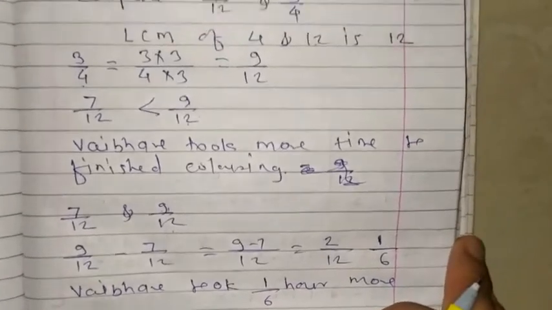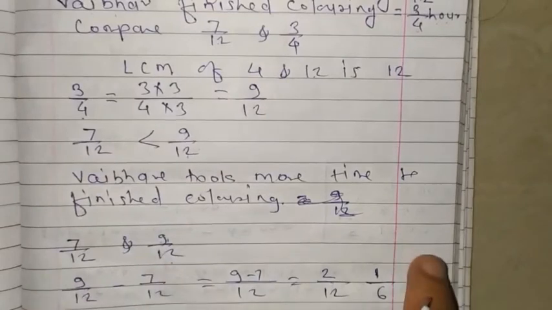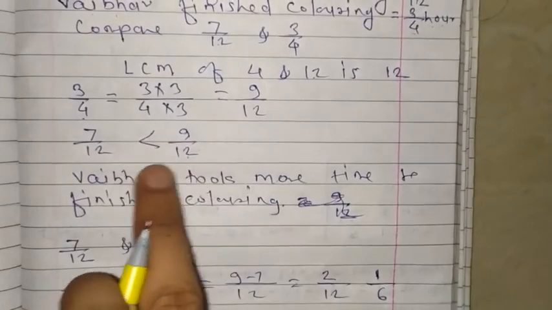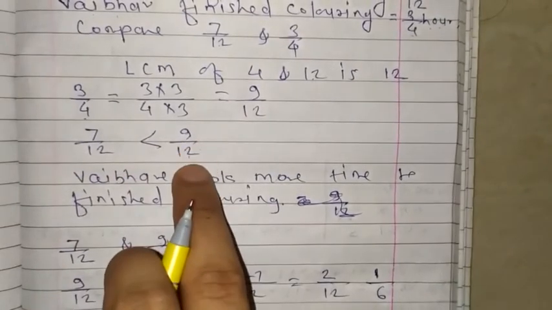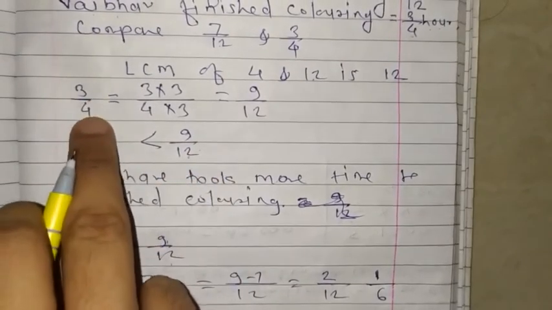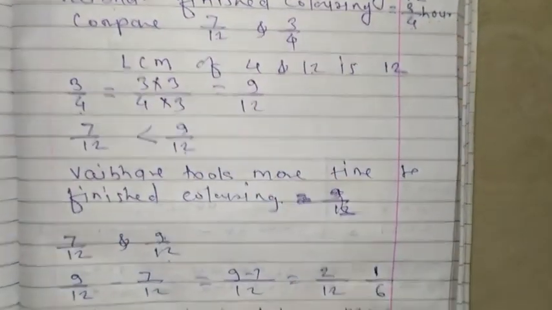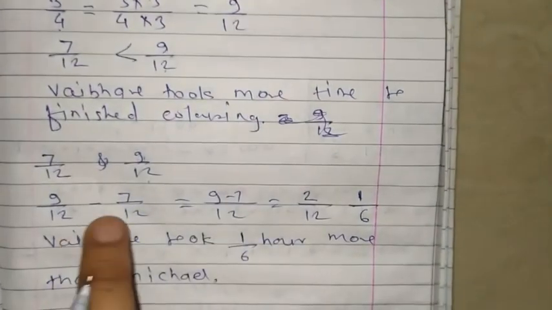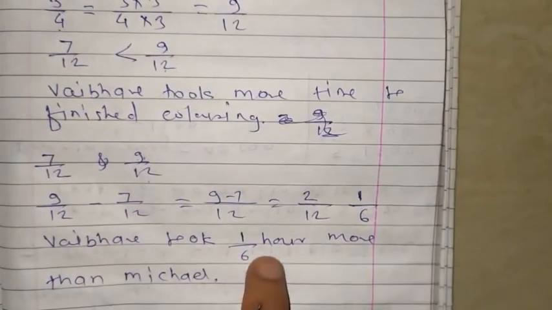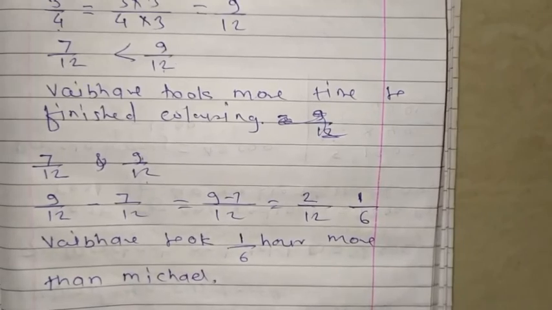So in this question again I revise: first you make their denominators the same, and after that you can easily compare the values. Comparing, 9/12 is more, and 9/12 is nothing but 3/4. So it means Vaibhav took more time, and by how much? For that we have done subtraction. So Vaibhav took 1/6 hour more than Michael. So this is the answer of question number 8 and I hope you understood this exercise. Thanks for watching. Thank you.